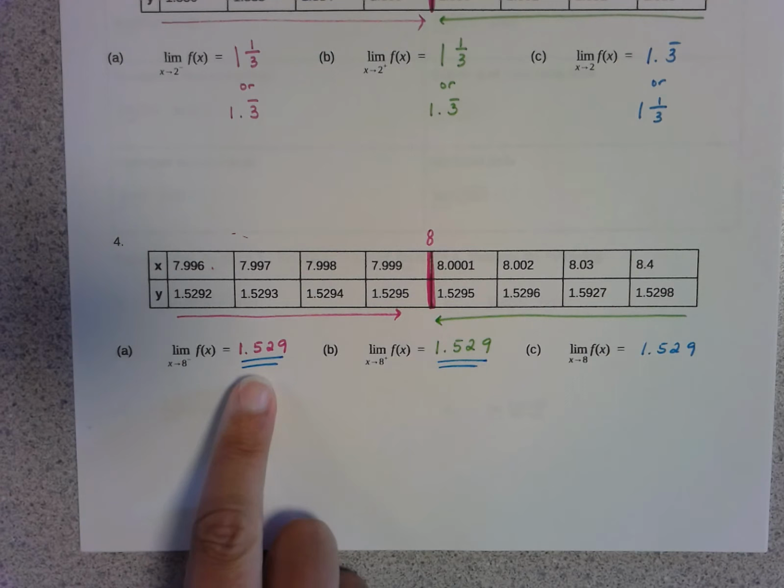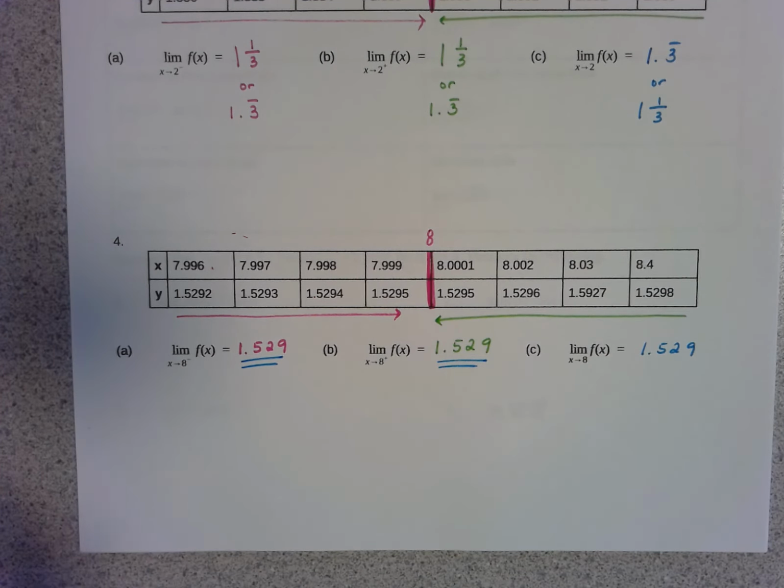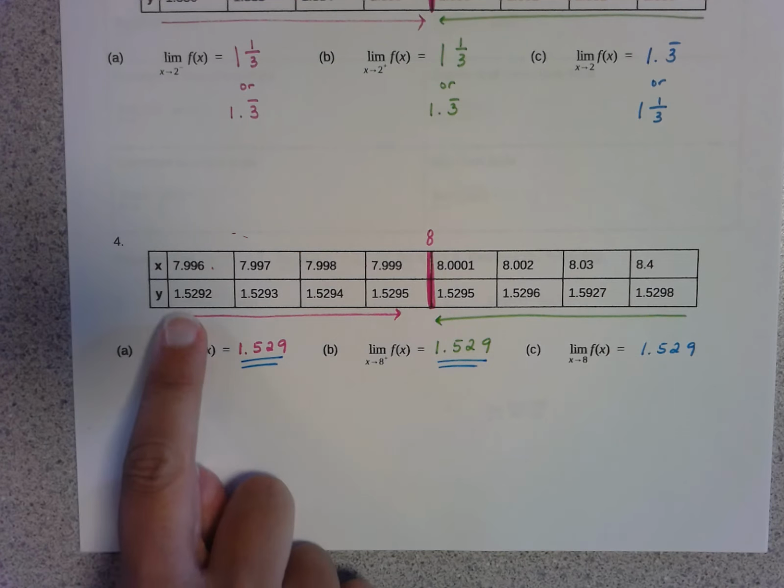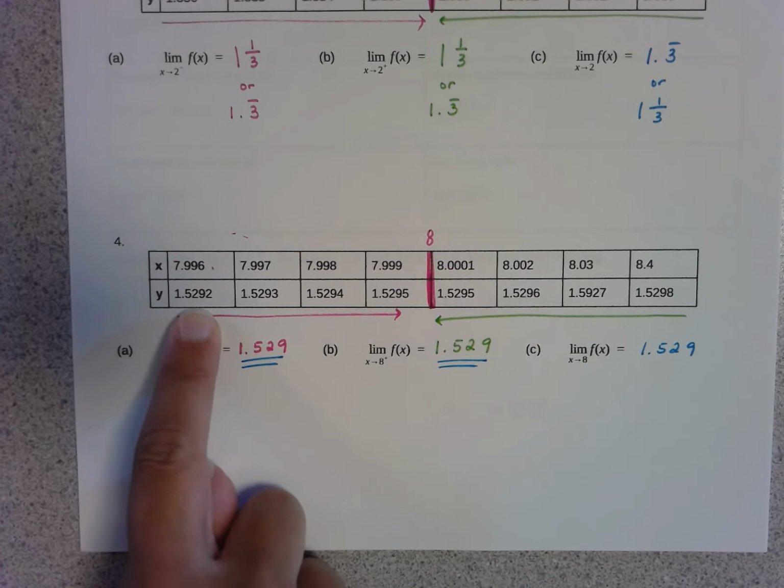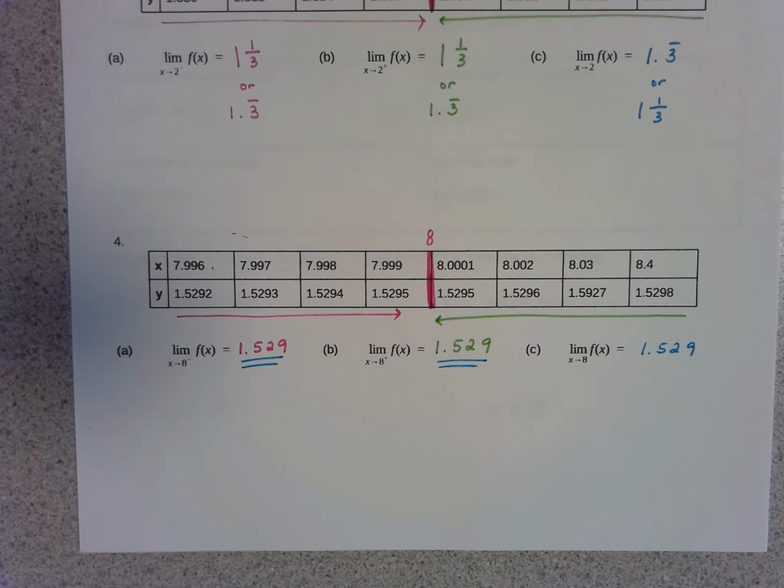One common mistake that I often see for evaluating limits from tables is that students don't think that 1.529 is an acceptable answer. They want to round that to 1.5 or 1.5297 or something crazy. You have to go with the numbers you have. The 1.529 stays constant for the entire table, so clearly that's an important number that we're getting closer to. So I would go with 1.529 as my limit answer.